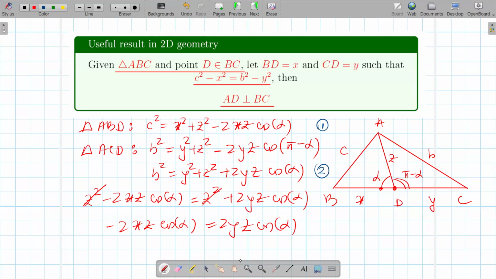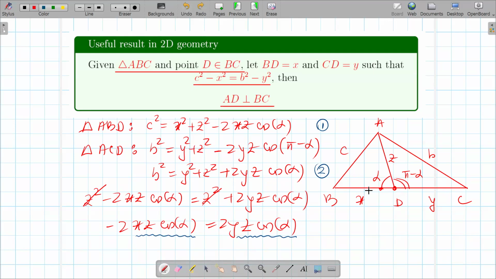Well, how's that going to happen actually? Look, the sign of xz cos of alpha and yz cos of alpha is the same, but in here I have a negative sign. So one of these expressions is going to be non-negative, the other one is going to be non-positive. Well, if they are equal to each other, the two have to be equal to 0.